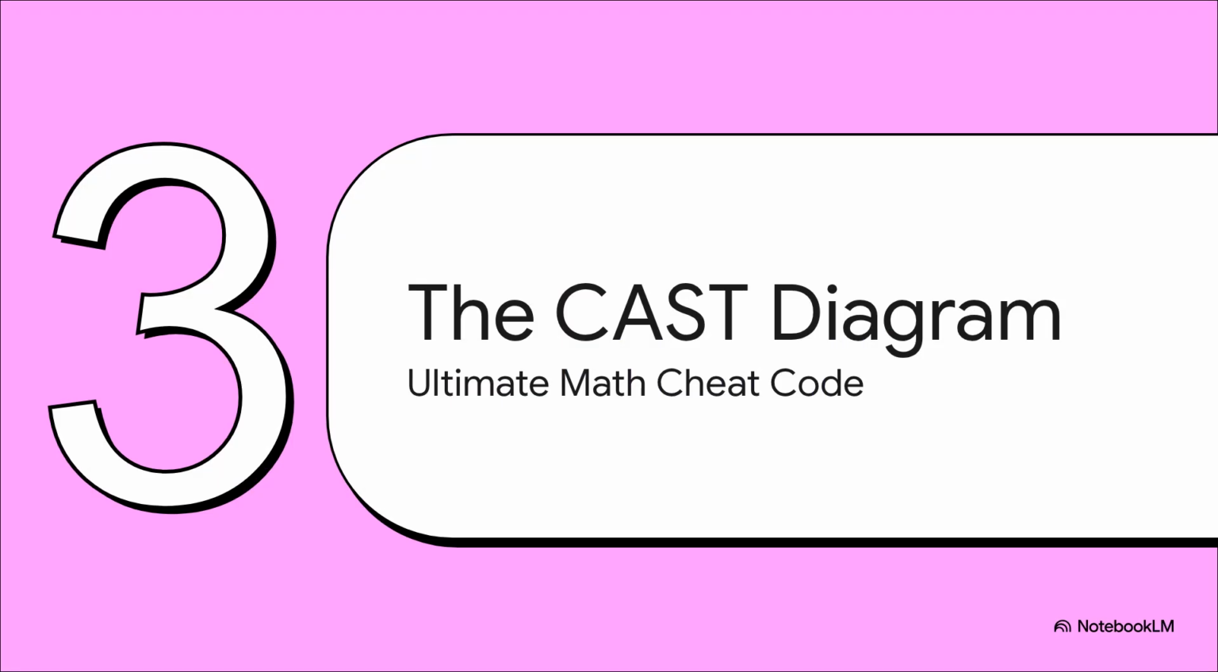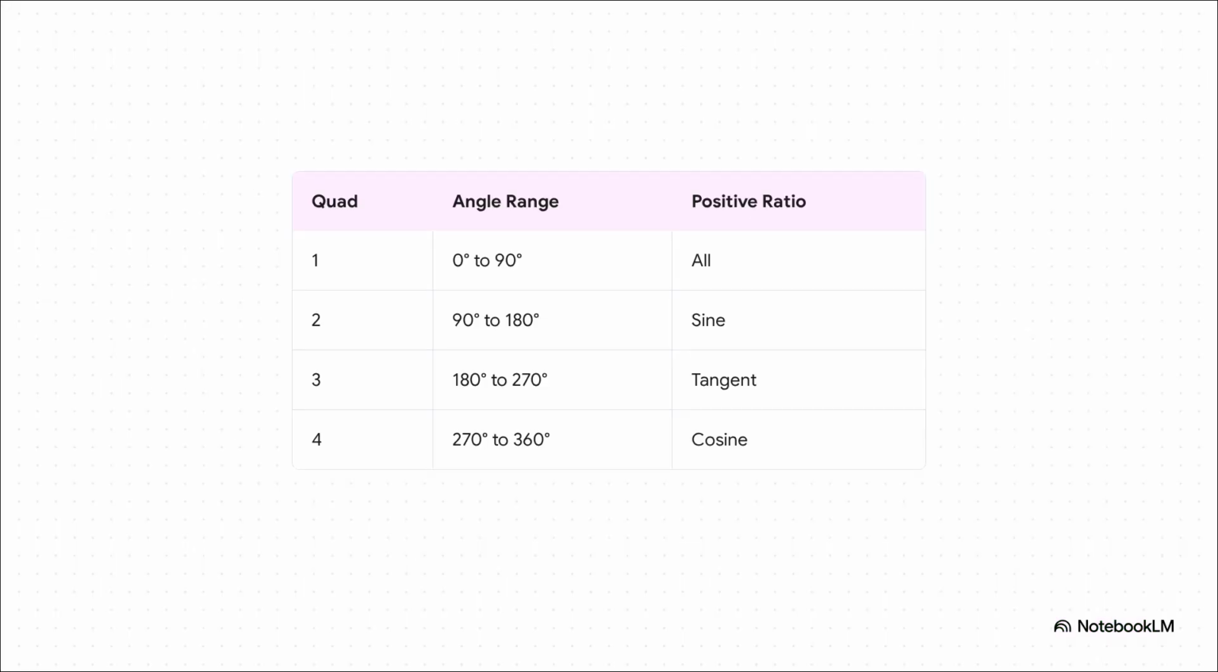But to navigate this new 360-degree world, we definitely need a reliable map, which brings us perfectly to Section 3, Cracking the CAST Diagram, the ultimate mathematical cheat code. Think of the CAST diagram as your personal decoder ring. As your coordinates flip across the 4 quadrants on the Cartesian plane, this incredibly simple tool instantly reveals which trigonometric ratios stay positive. Whether it's sine in the 2nd quadrant or cosine in the 4th, you honestly no longer have to get lost in the weeds of complex coordinates. The map just does all the heavy lifting for you.